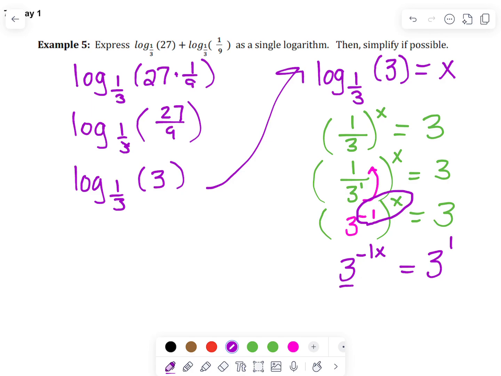So my bases are the same for these exponentials, so then my exponents equal each other. So negative 1x equals 1. And then we solve it for x, so we divide both sides by negative 1. And we get x to be negative 1.